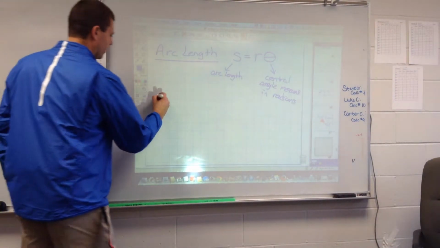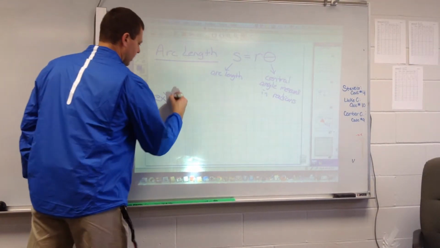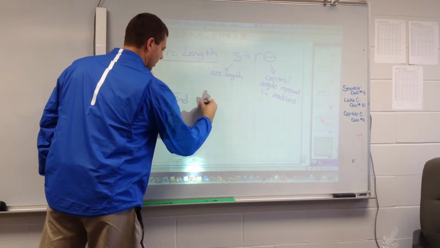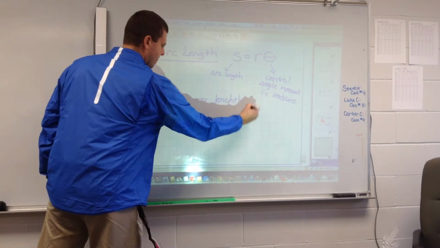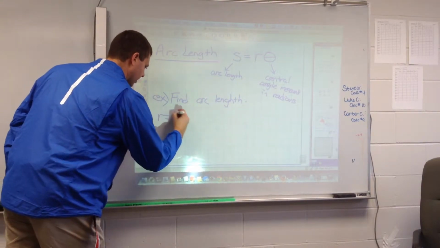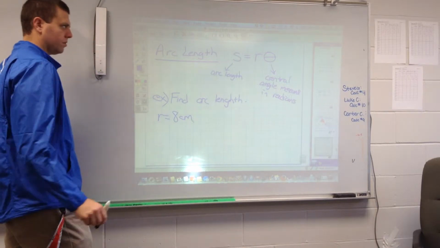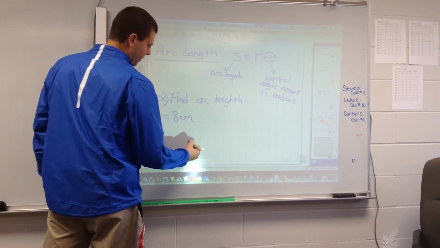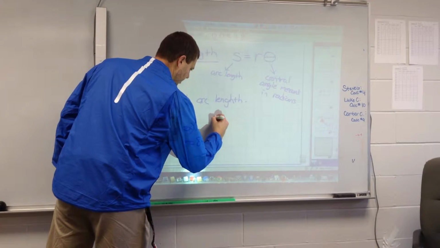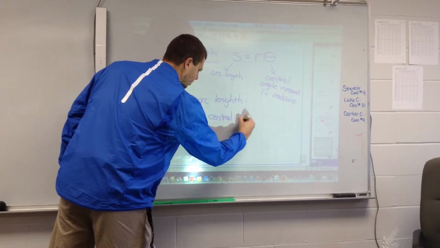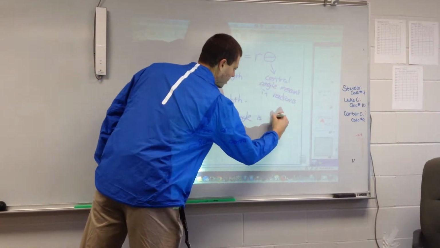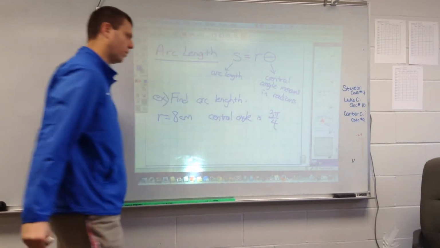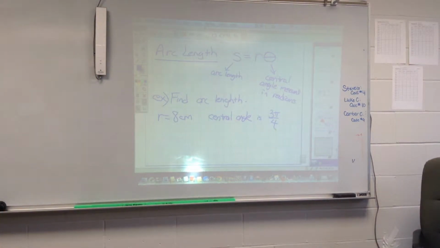Alright, so for example, you might get a problem that says find the arc length. They'll tell you the radius is 8 centimeters and they might tell you that the central angle is 3 pi over 4.